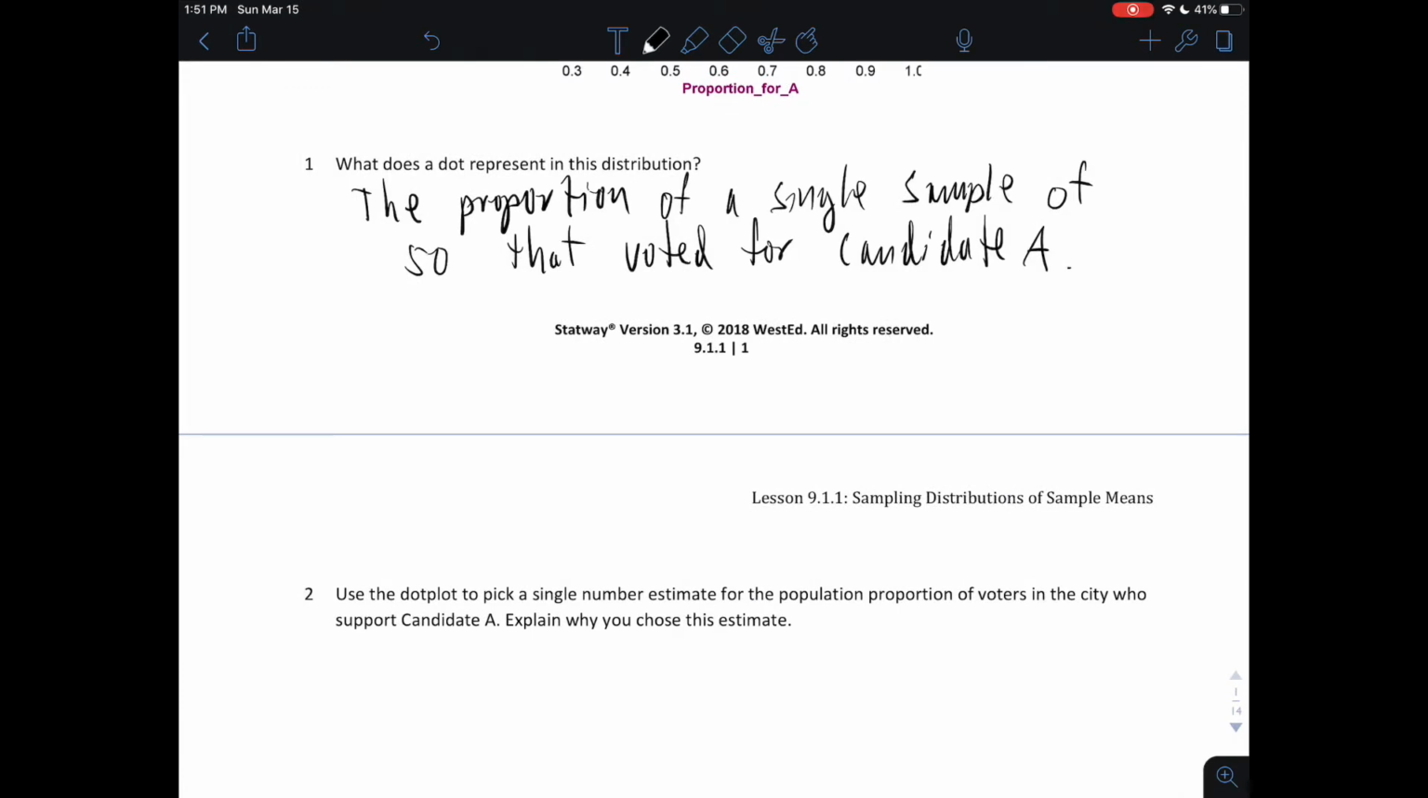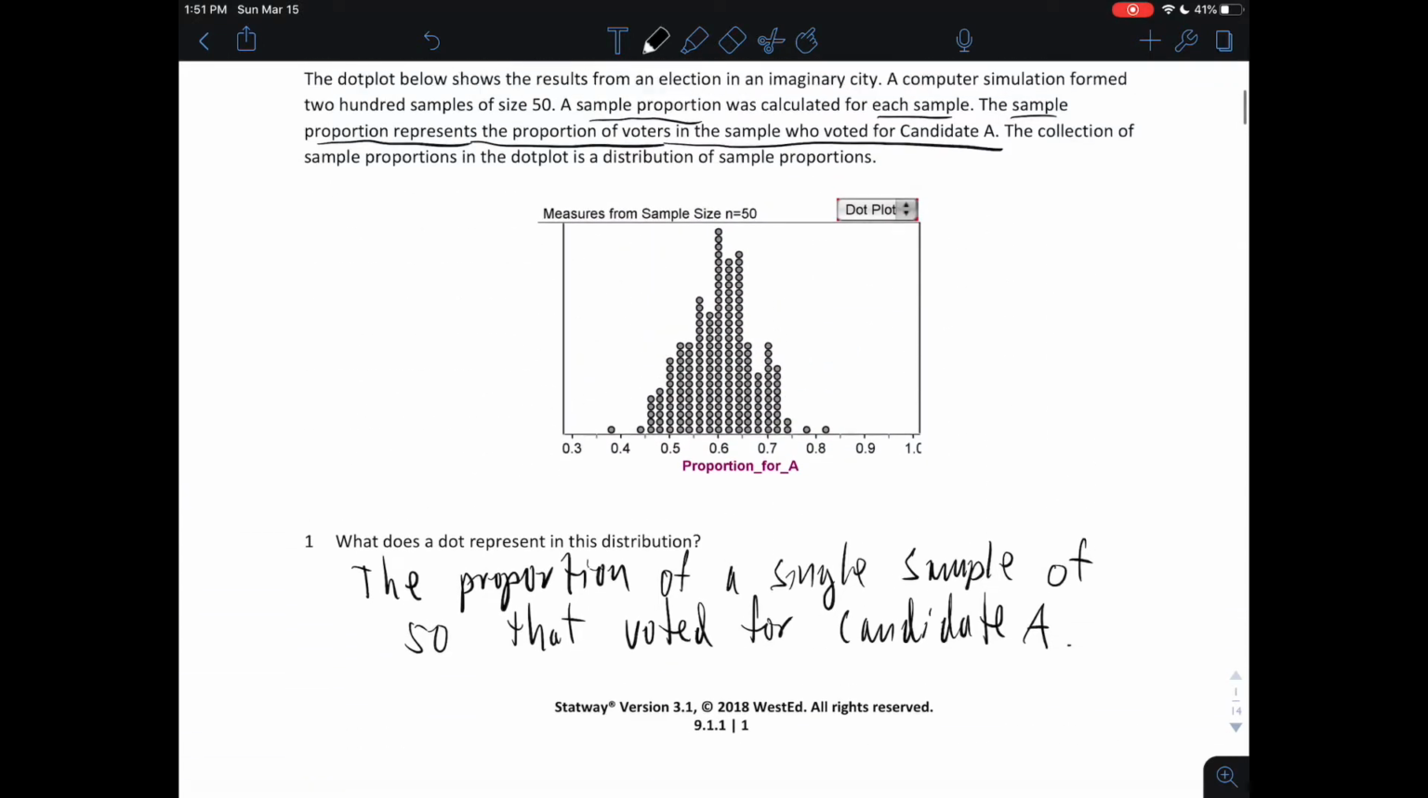Moving on to number 2, use the dot plot to pick a single number estimate for the population proportion of voters in the city who support candidate A. Explain why you chose this estimate.